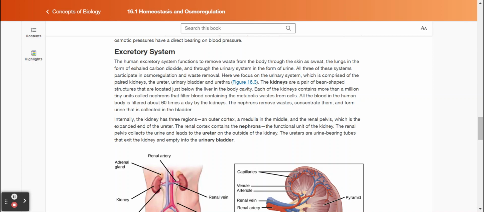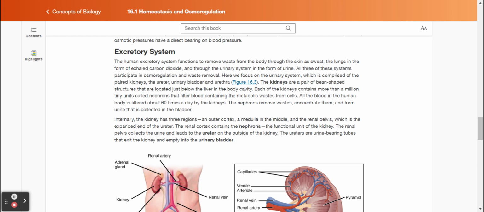Excretory system. The human excretory system functions to remove waste from the body through the skin as sweat, the lungs in the form of exhaled carbon dioxide, and through the urinary system in the form of urine. All three of these systems participate in osmoregulation and waste removal. Here, we focus on the urinary system, which is comprised of the paired kidneys, the ureter, urinary bladder, and urethra.